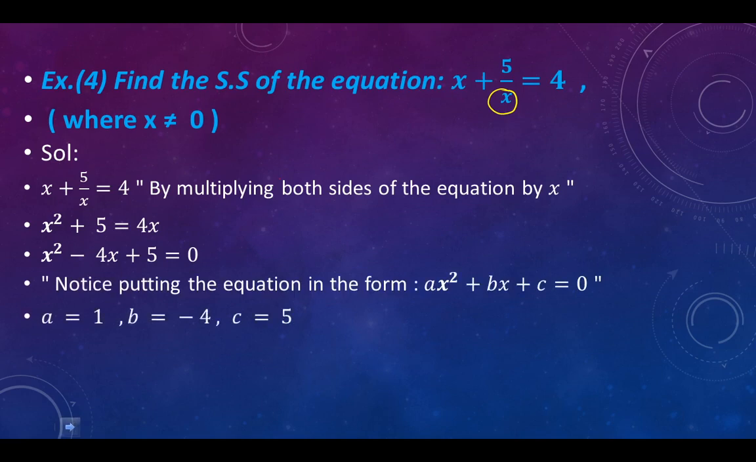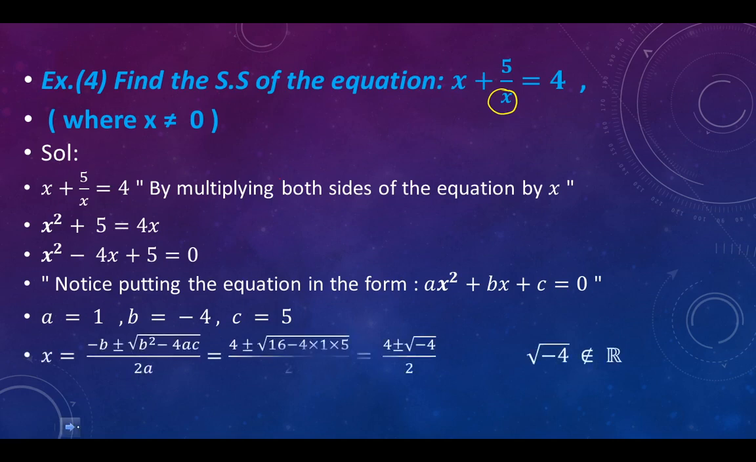Now we put it in the quadratic form. A equals 1, where A is the coefficient of x squared. B equals negative 4, where B is the coefficient of x. C equals 5. Now, by using the general formula, x equals negative b, positive or negative square root of b squared minus 4ac, over 2a.